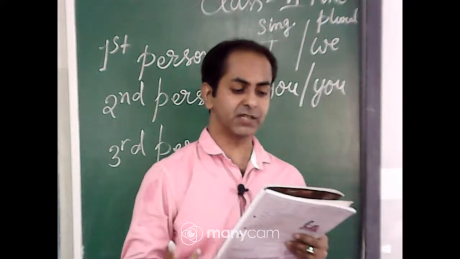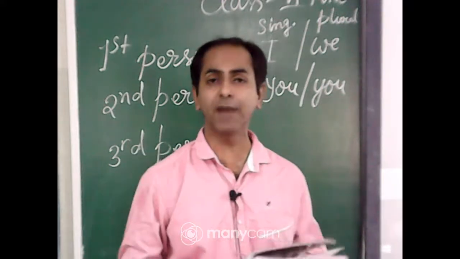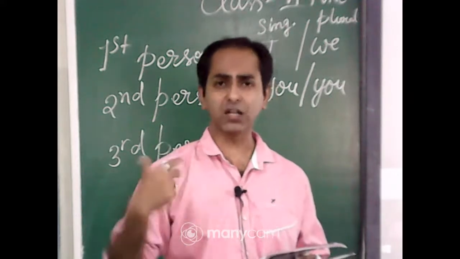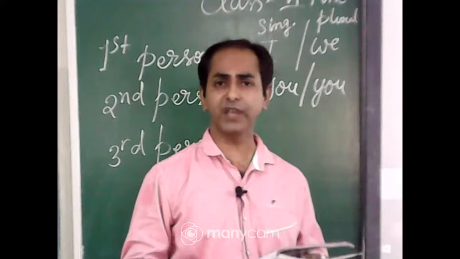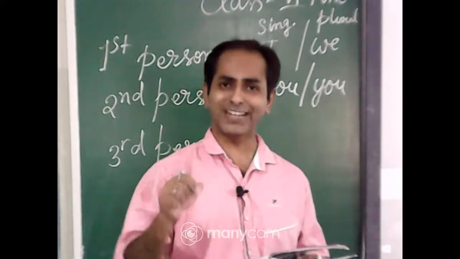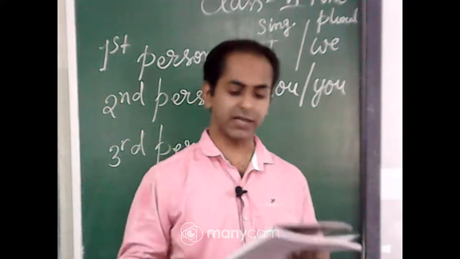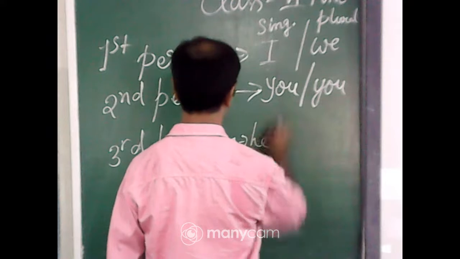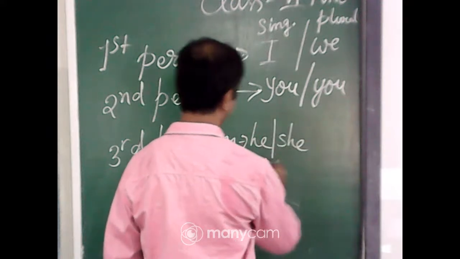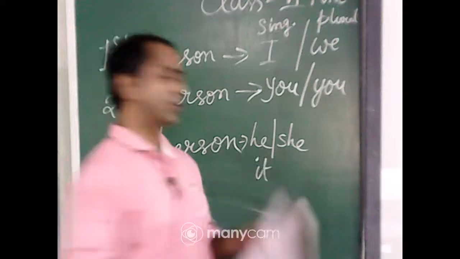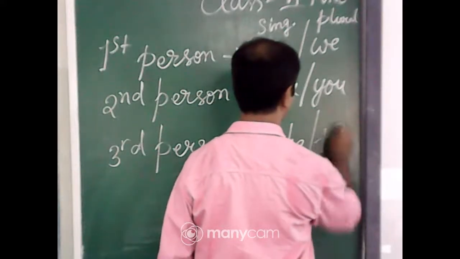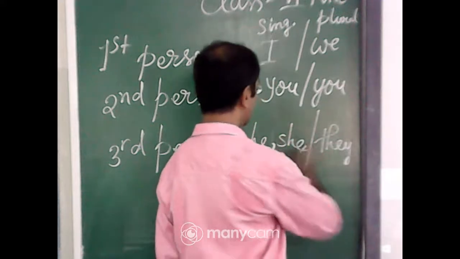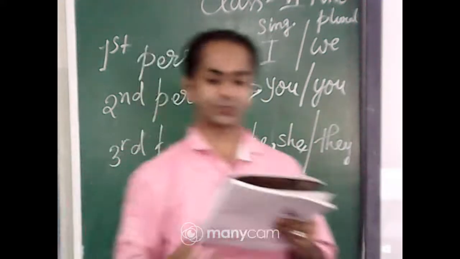And the third person, the person about whom we are talking, about whom we are saying something, he or she or it is third person. Now third person singular: he, she, it. And plural: they. He, she, it and they.